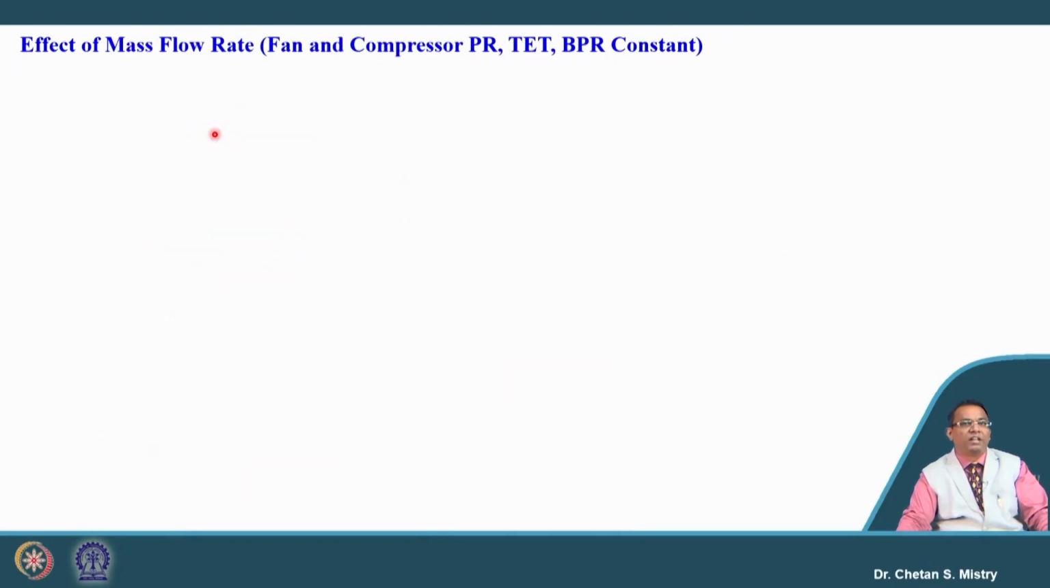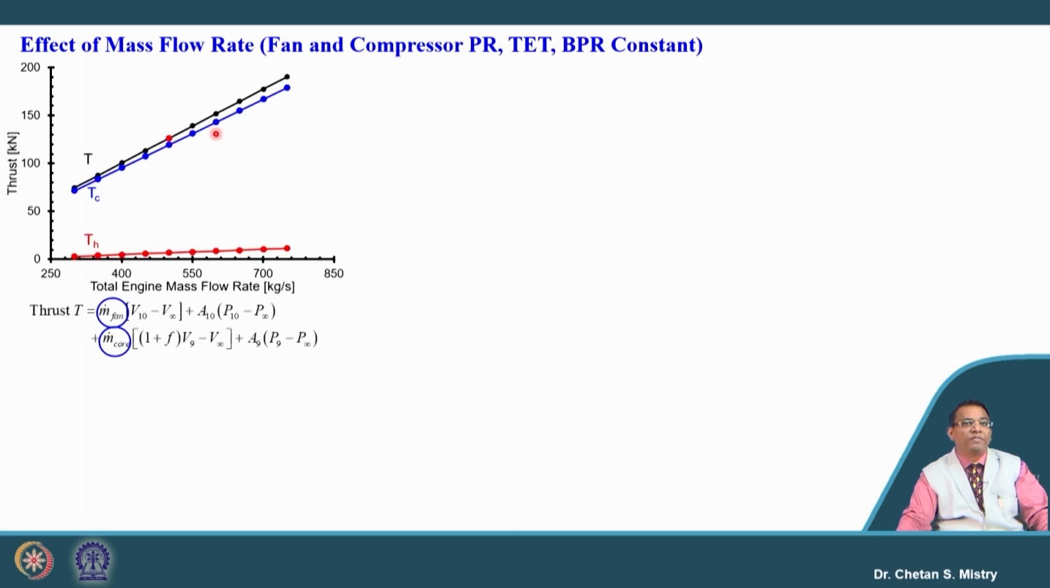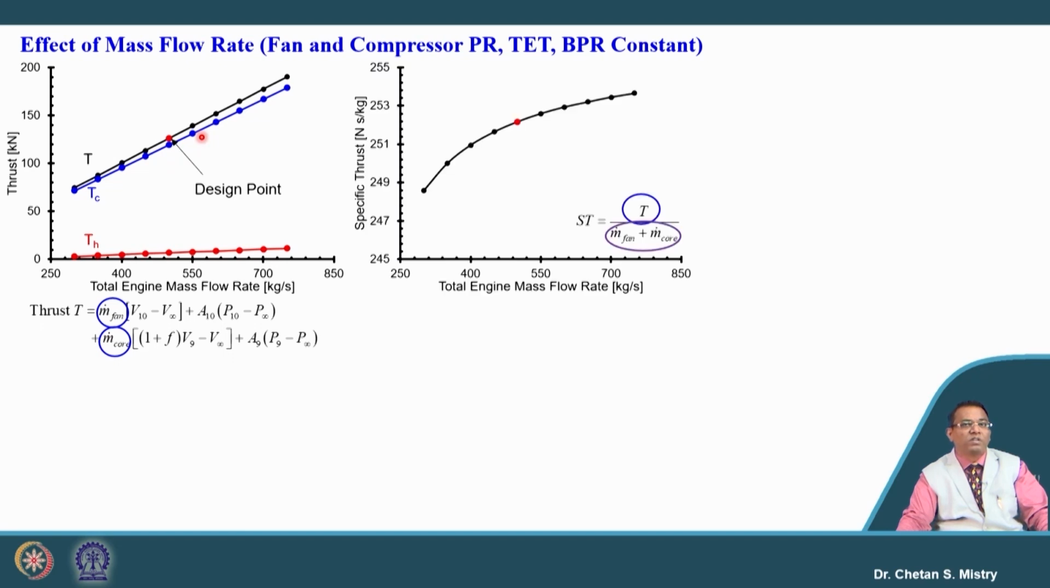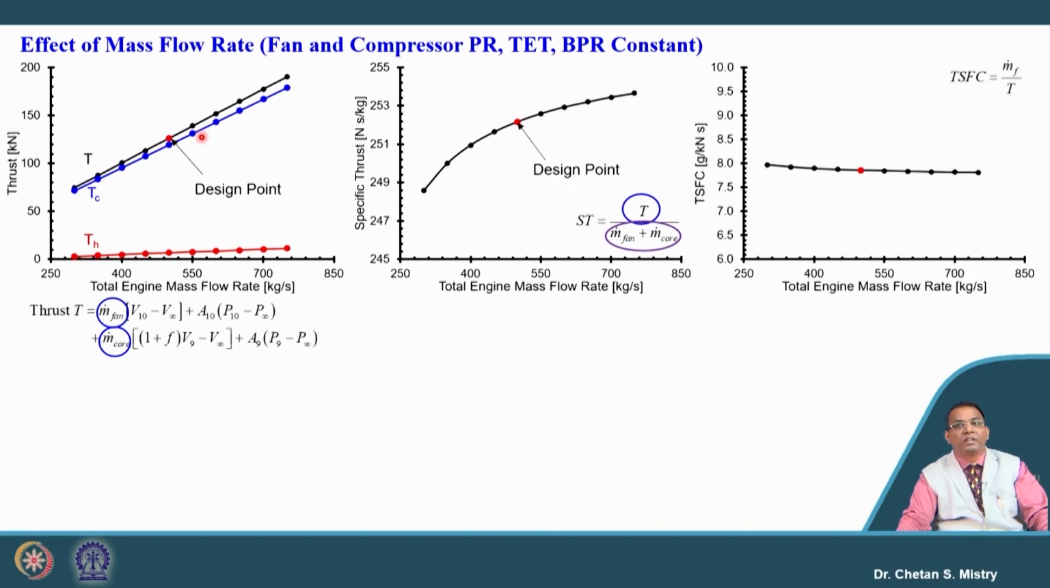Let us take the next parameter, that is our mass flow rate. We know that with the increase of mass flow rate we will have a rise of both hot thrust as well as cold thrust, and that is what will give us the increase of the specific thrust with the increase of total mass flow rate. And this total mass flow rate, in relation with the thrust specific fuel consumption, if you look at it, we are having lower thrust specific fuel consumption.